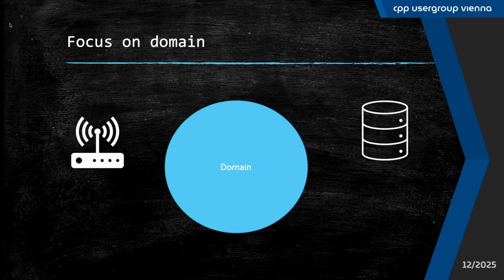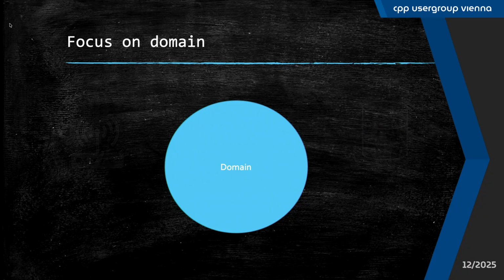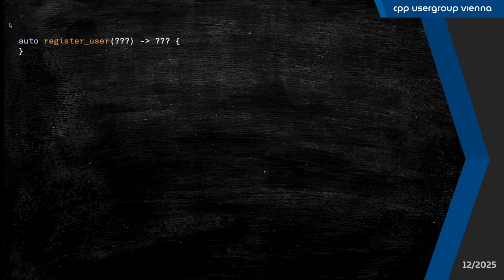For who doesn't know what a domain is, it is that part of the software where our business logic is contained, and we don't have any external dependency from the outside world. The outside world is reached via abstractions. So let's start with the implementation.